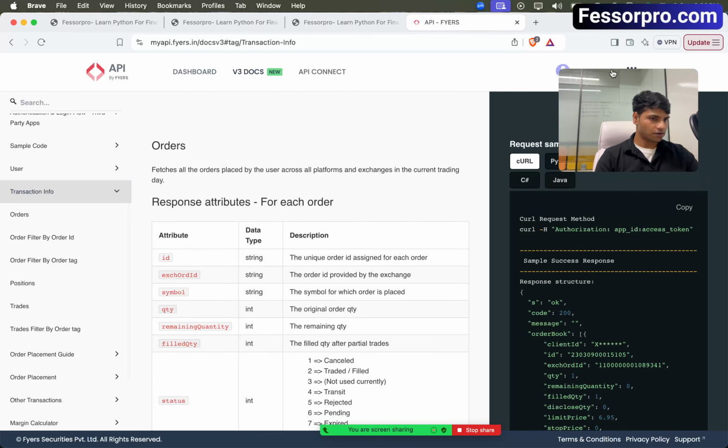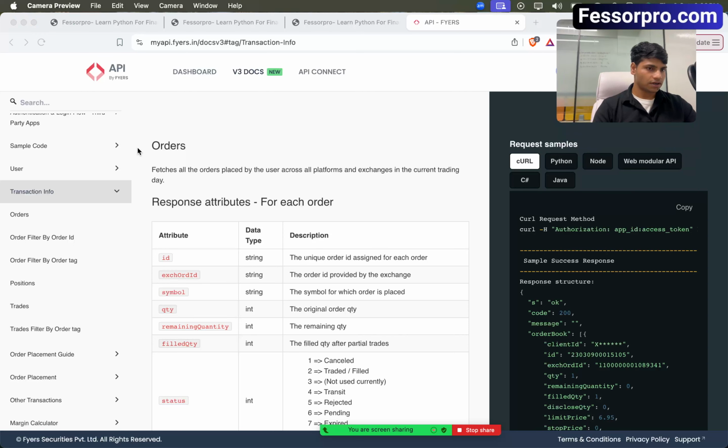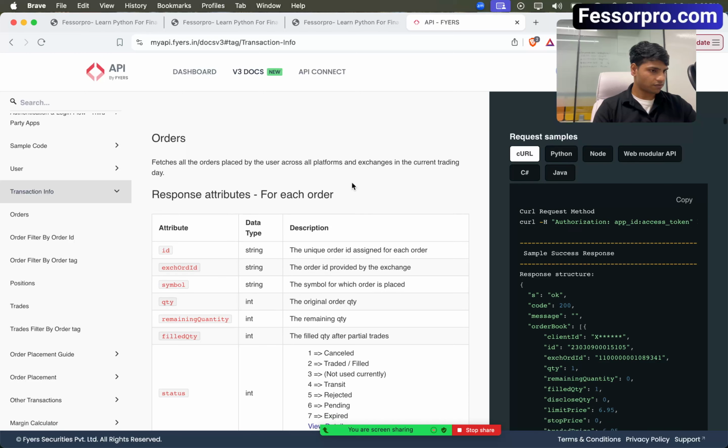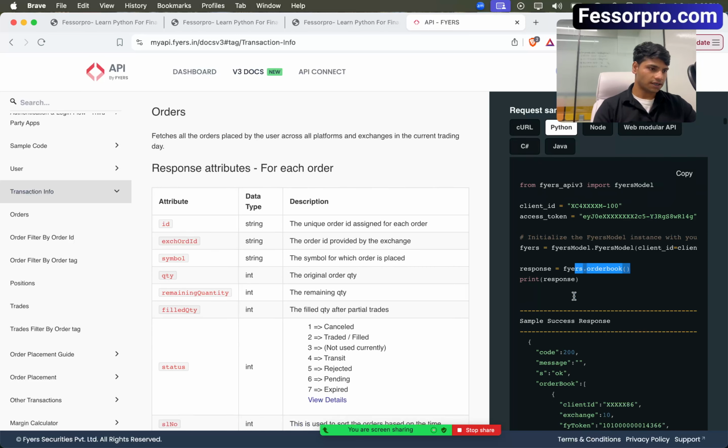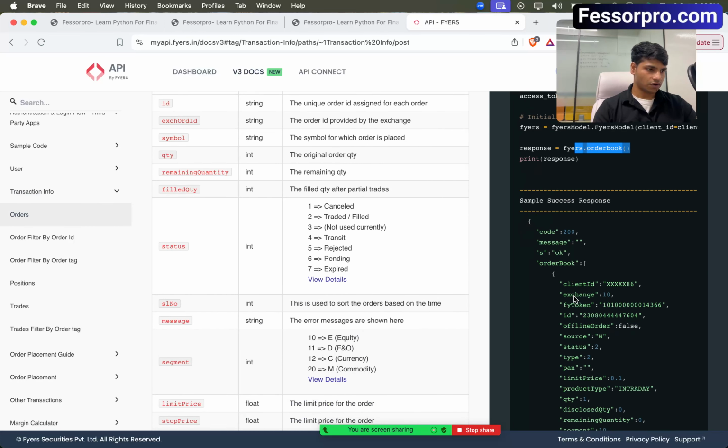Now, if you click on transaction info, you'll find the theory: order fetches all the orders placed by the user across all the platforms and exchanges. I think we have seen this function called order book. So if you call the order book function, it gives you the entire order list of your account.